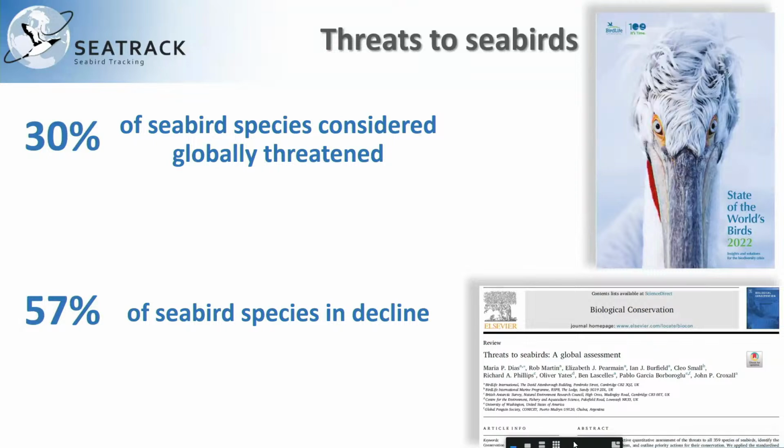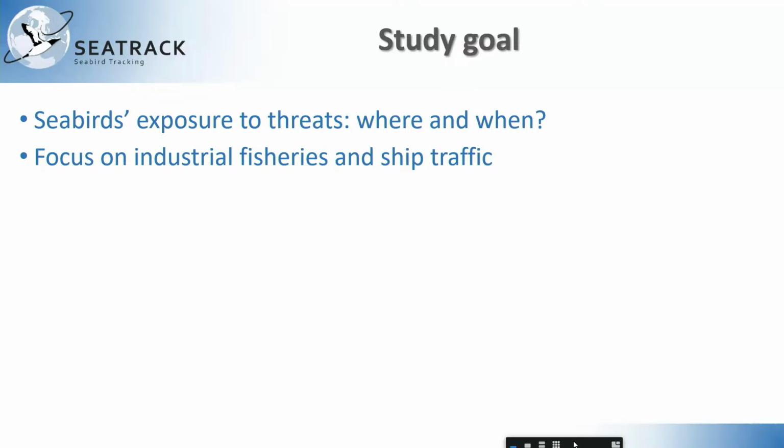There are multiple reports and studies addressing these issues now, and it is clear that seabirds are facing a large variety of threats at sea, from climate change to pollution and human activities. So our study is articulated around one main question, which is, what are the spatial temporal dynamics of the exposure of seabirds to these threats? In other words, where and when do the distributions of seabirds and their potential stressors overlap?